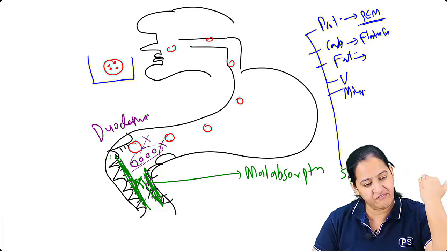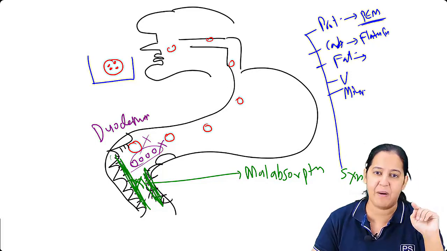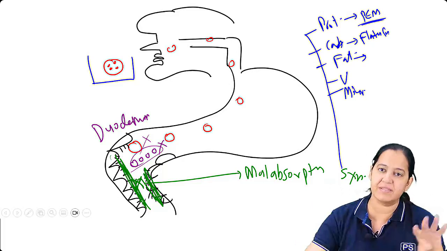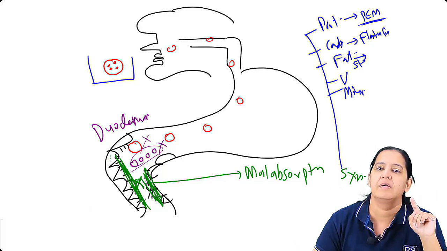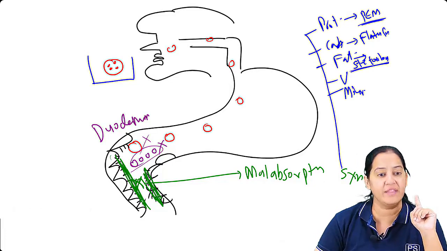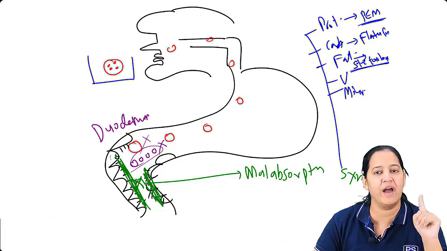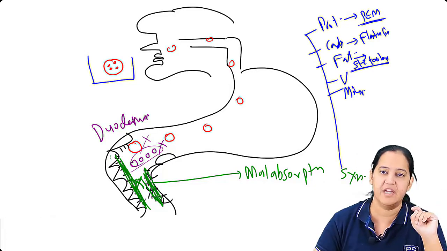The fat will be there in the feces. The fat is passed in the feces. Absorb नहीं हो रहा है. It is known as steatorrhea. Steatorrhea is the fat in feces. So please learn the word steatorrhea. That will be a clue. जब भी question में steatorrhea आए, think about giardia.